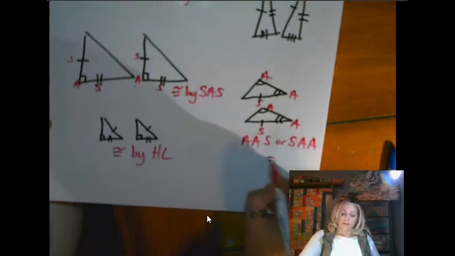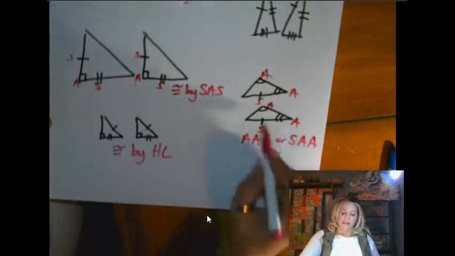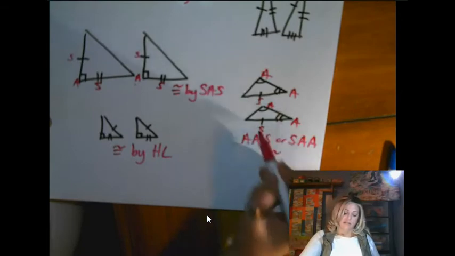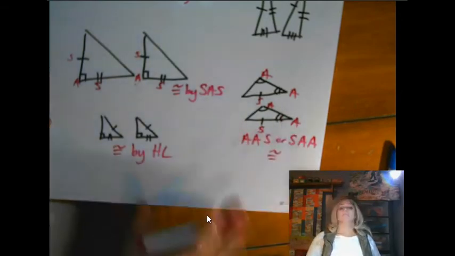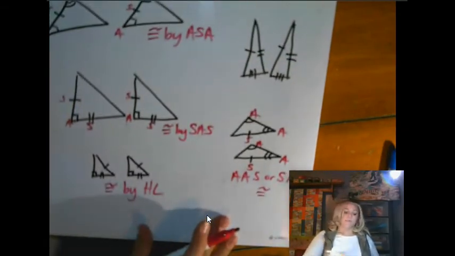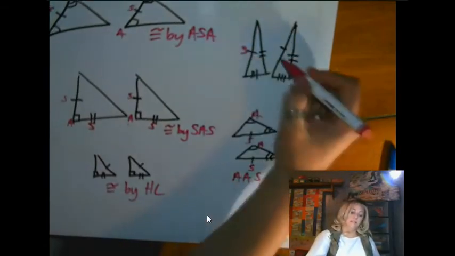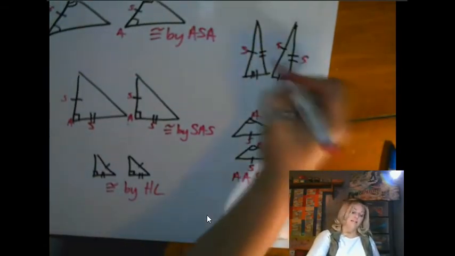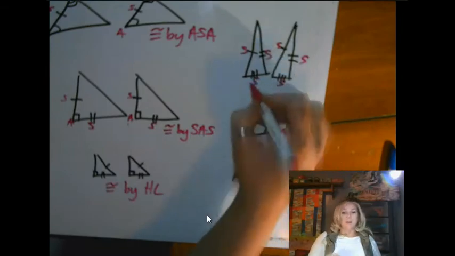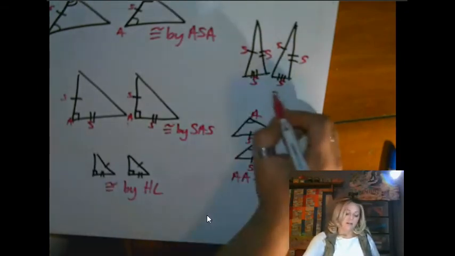That is why they're congruent, because of angle, angle, side, or side, angle, angle. Either way works. And this last one, I've got sides. I've got another side. I've got another side. I'm hoping that one's easy to see. These are congruent by side, side, side.